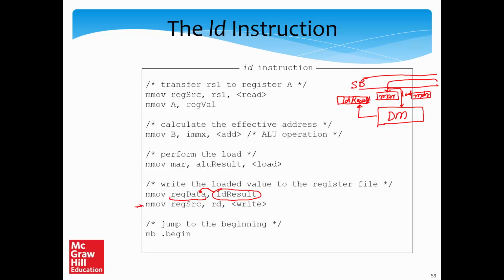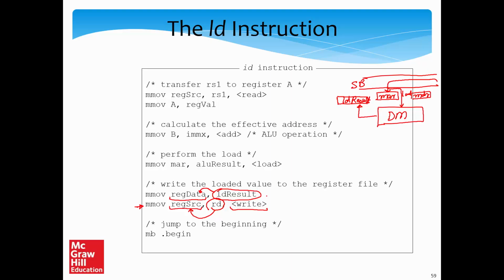Subsequently, in the next microinstruction, we read the ID of the destination register RD. So we read its ID and transfer that to reg source, because reg source is supposed to contain the ID of the register. And in parallel, we issue the write command. The write command will write the load result to the destination register in the register file.